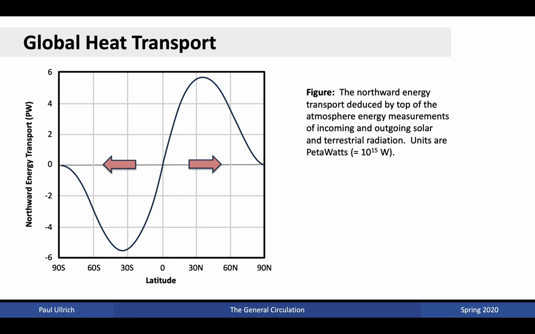But compare this, for instance, to the total amount of energy incident on the Earth's surface from the Sun, which, if you recall from Lecture 2, is about 174 petawatts. So the amount of energy transferred is only a fraction of the total amount of energy received. With that said, this global heat transport is nonetheless the way in which we experience the underlying climate system.